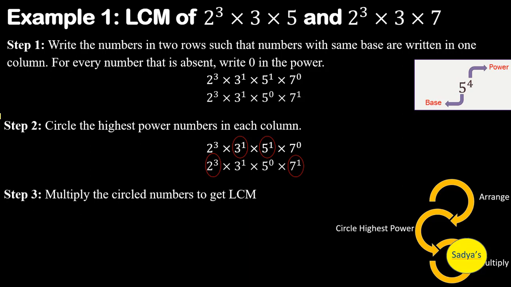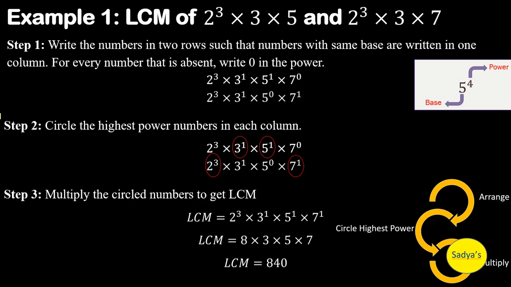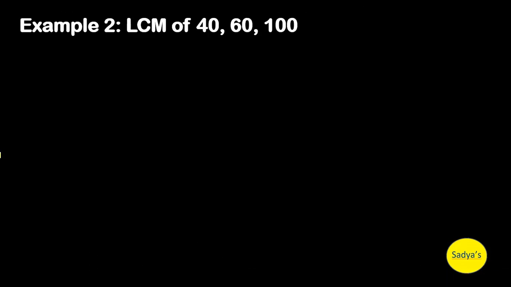Step 3 is we multiply the circled numbers to get LCM. So LCM would be 2 cubed multiplied by 3 raised to the power 1 multiplied by 5 raised to the power 1 multiplied by 7 raised to the power 1. 2 cubed is 8. 3 raised to the power 1 is 3. 5 raised to the power 1 is 5 and 7 raised to the power 1 is 7. So multiplication of these numbers together gives us 840, which is the LCM.